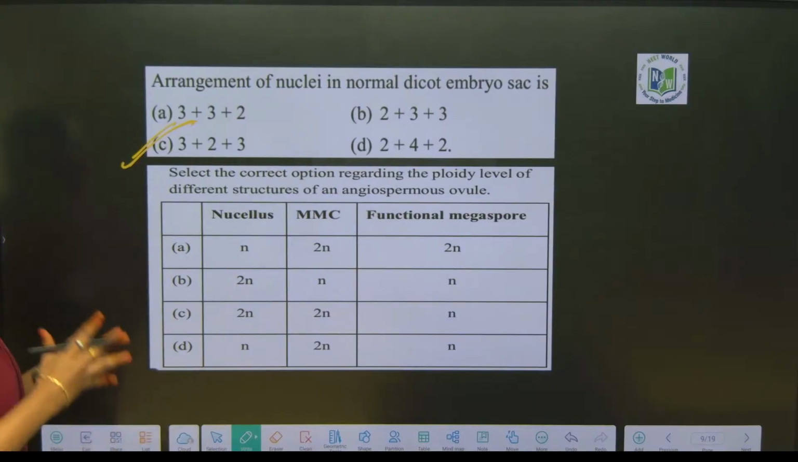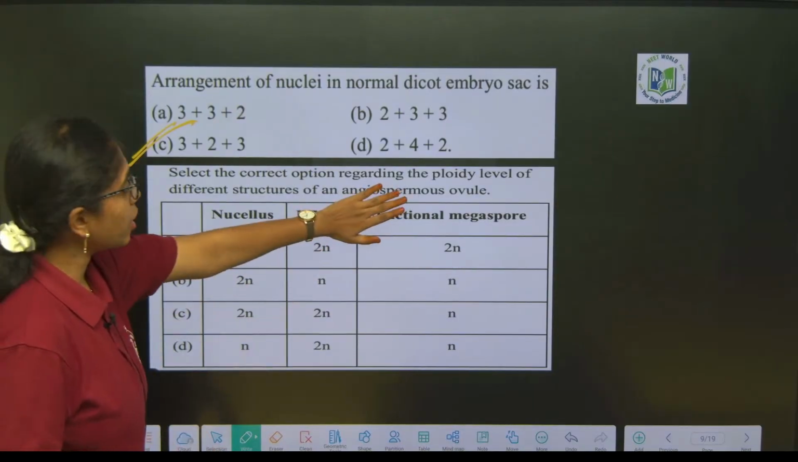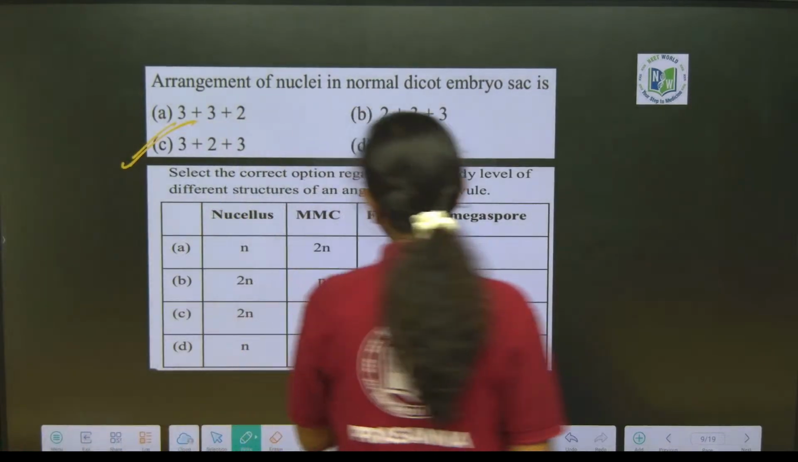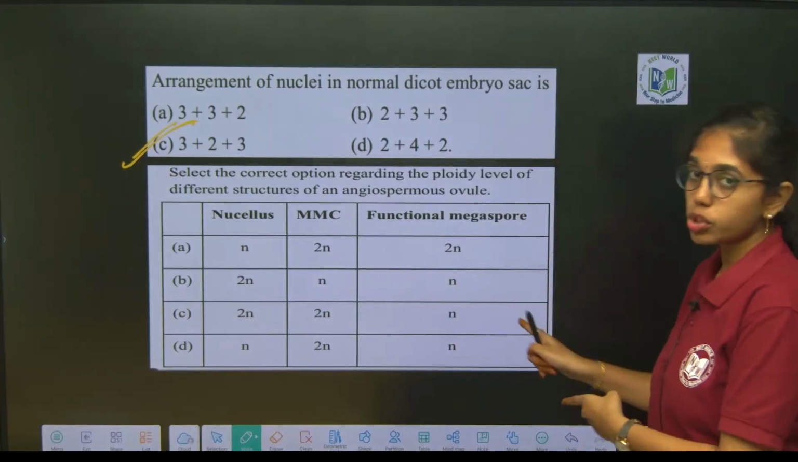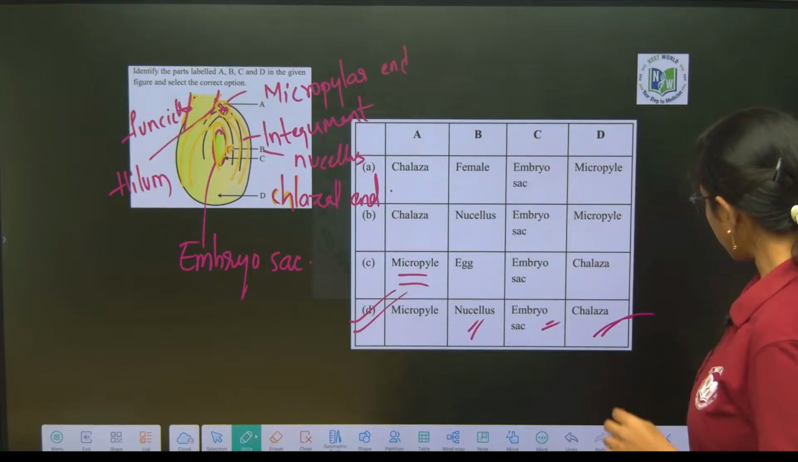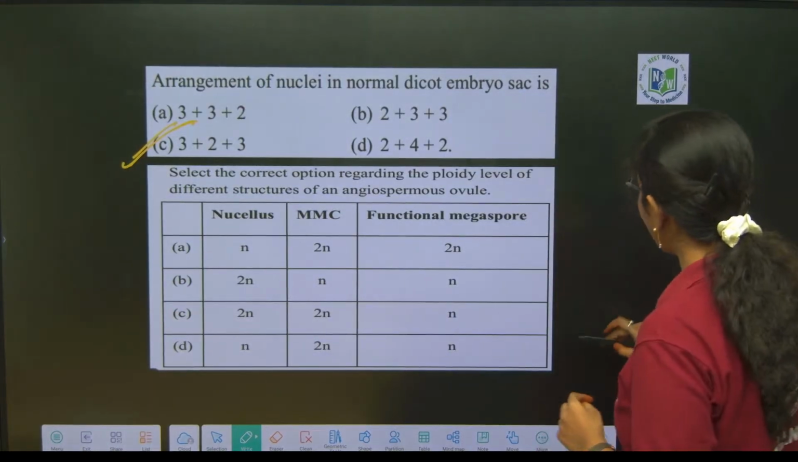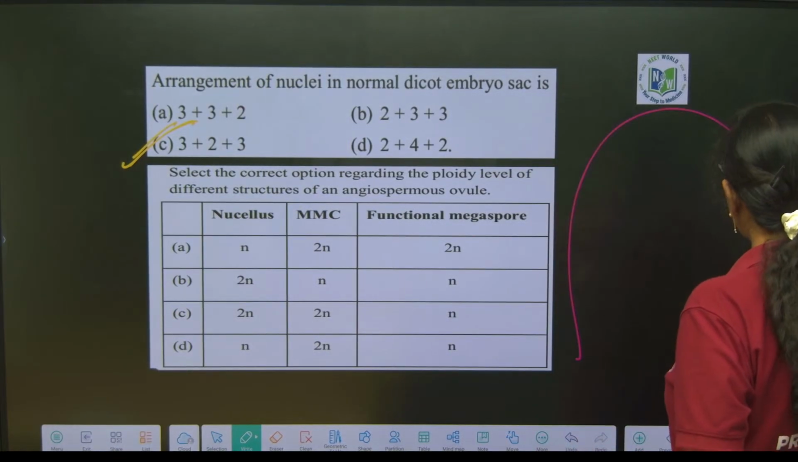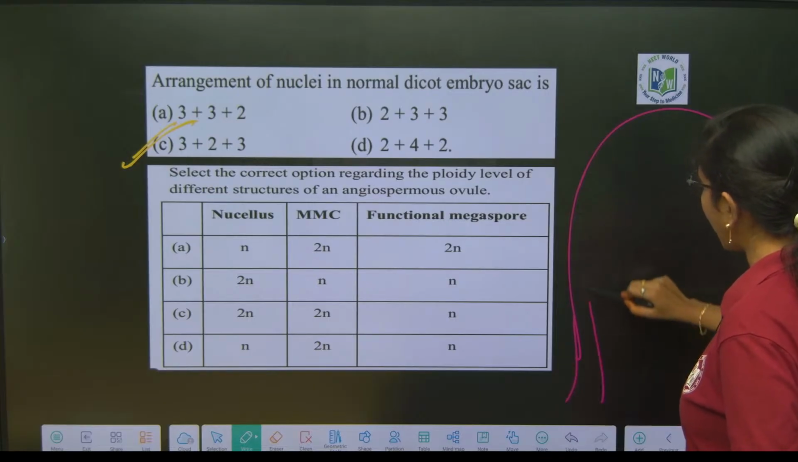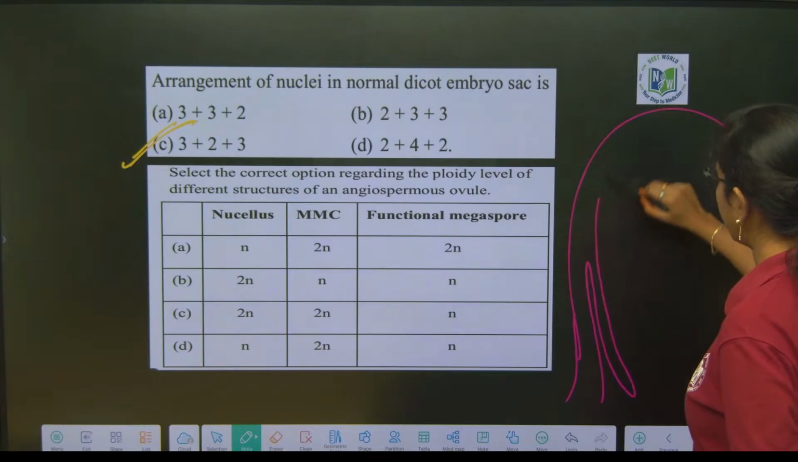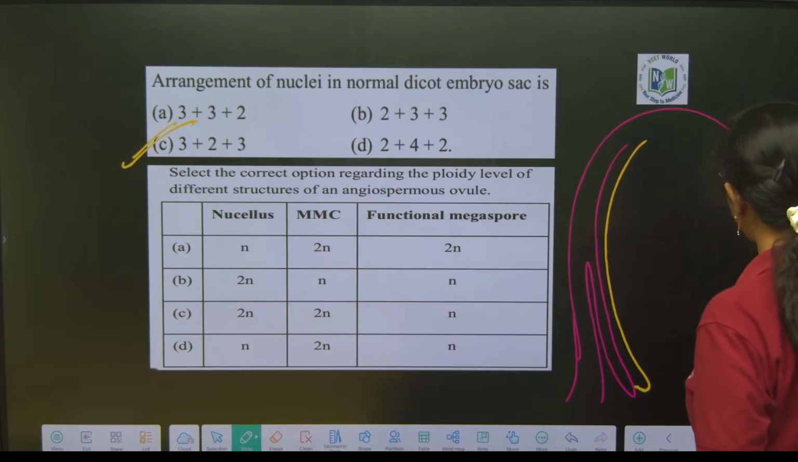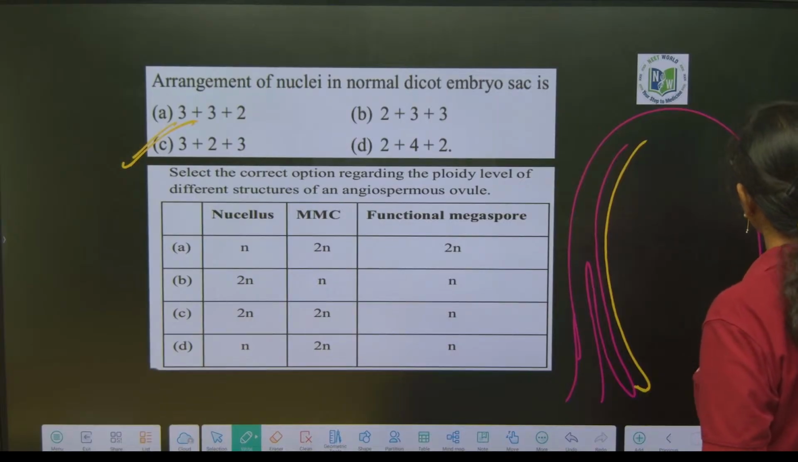Next question, select the correct option regarding the ploidy level of different structures in an angiospermic ovule. So before answering this question, look at the ovule structure, I will draw it out here only. Most angiosperms have an inverted ovule, so let us look at the inverted ovule structure.